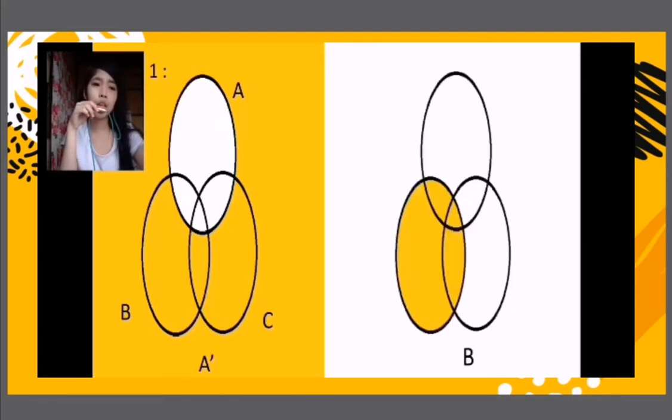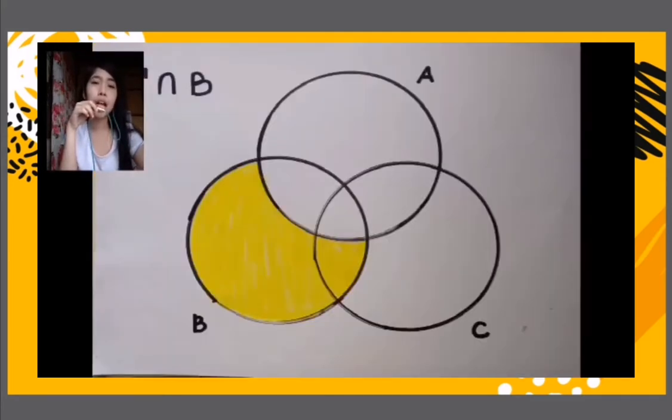This is the illustration for the B. This is the A, this is the B, and this is the C. In this illustration, we can also observe that all parts of B were shaded. That means all elements that are in B, including those also in A and C. And this is the intersection symbol, which means all elements that are in both A complement and B. This is the intersection of A complement and B.